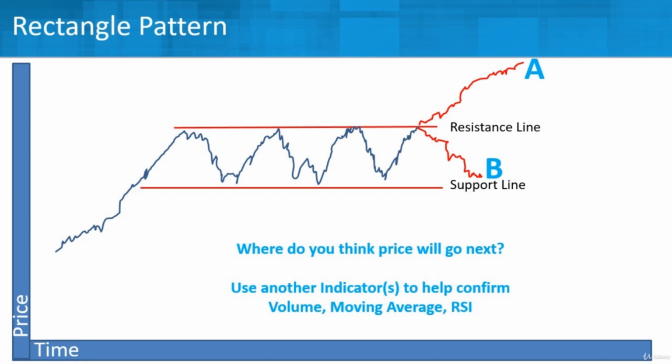How you can really help confirm that, when you reach the top or the bottom, either the resistance line or support line, is to look at your other indicators, such as volume, moving average, and relative strength index, things that you're learning in the course, which will also give an indication of a buy opportunity or a sell opportunity. So use those other indicators to help confirm what might happen here.